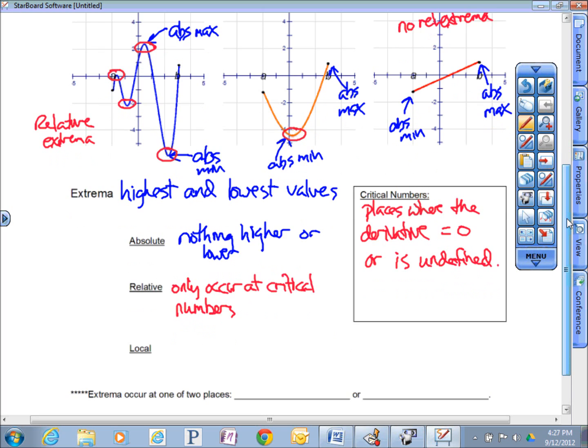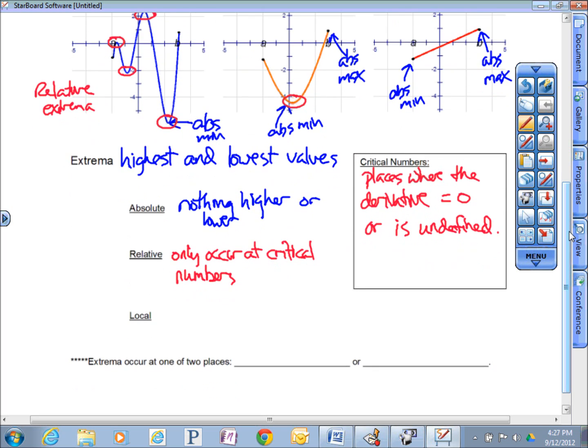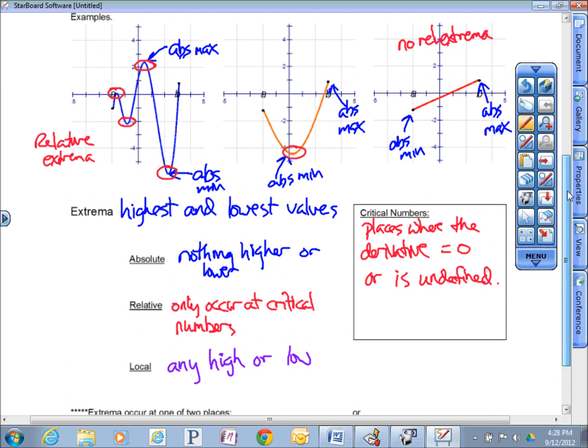Local extrema is any kind of maximum or minimum. So local extrema, if we were going to try to define it, any high or low. Okay, so local extrema. If we go and we look at the blue graph would have 1, 2, 3, 4, 5, 6. I got to move this out of the way. Sorry, that still didn't work. Local extrema.